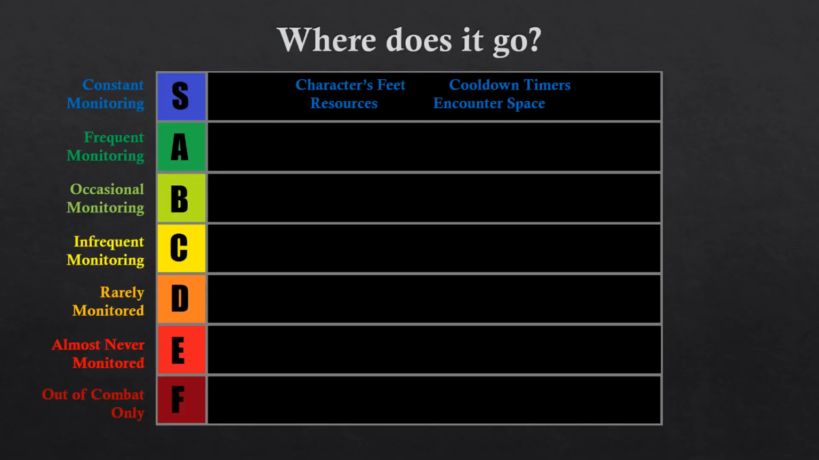So things that you're constantly monitoring: your character's feet, your resources, how much chi or energy you have, the encounter space itself, what is around your character. Is there fire? Is there a boss? Are there other targets?